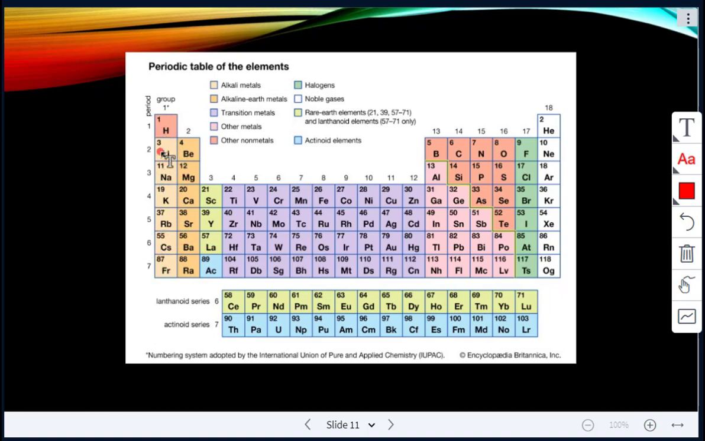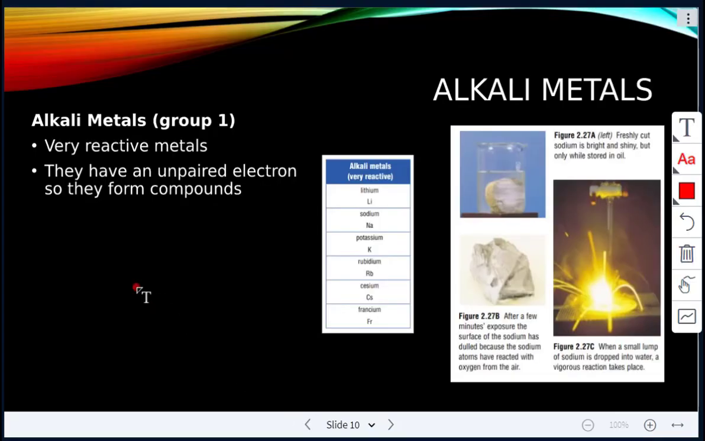These are the alkali metals, not including the hydrogen. This light tan color represents the alkali metals. These alkali metals, which are group 1, are very, very reactive metals, and the reason is they have an unpaired electron so that they are willing to form compounds. The ones included are lithium, represented by Li, sodium, which is Na, potassium by K, rubidium is Rb, cesium Cs, and francium Fr.